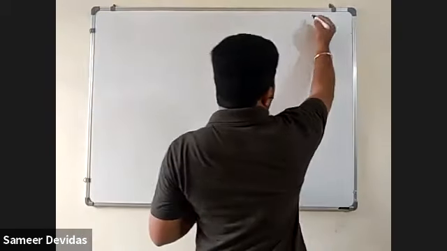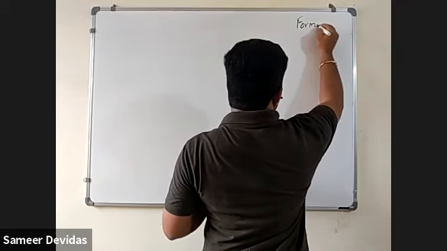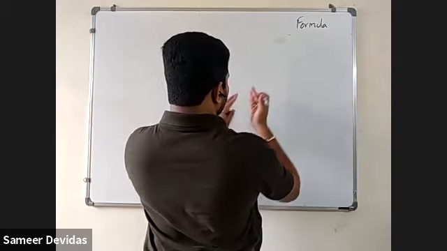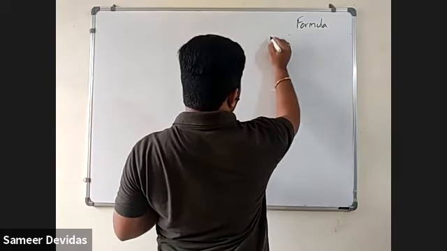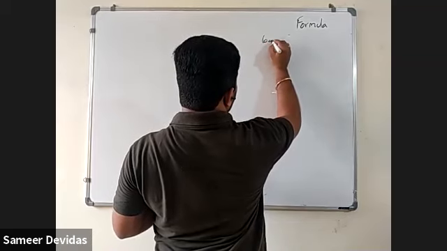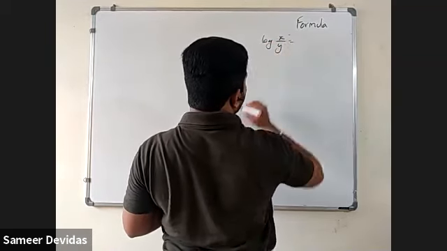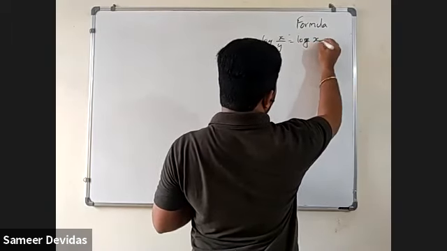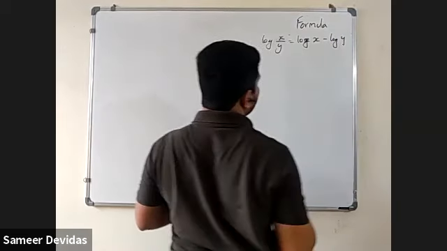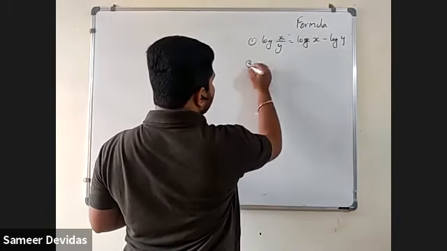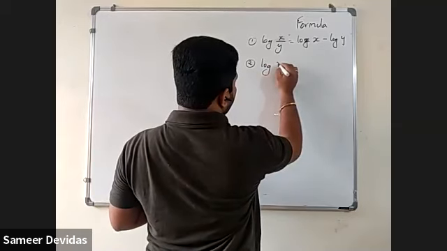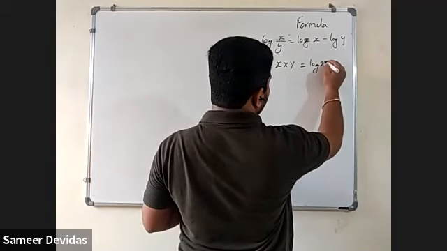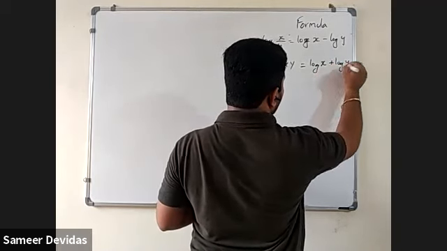Now, there are more formulas, but some basic formulas you need to remember in this log topic. I will say log x upon y can be written as log x minus log y. Remember, this is the first. Second, log x multiplied by y can be written as log x plus log y.